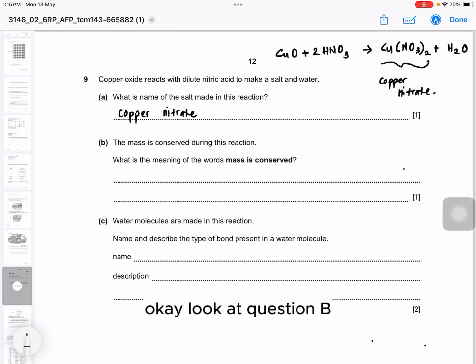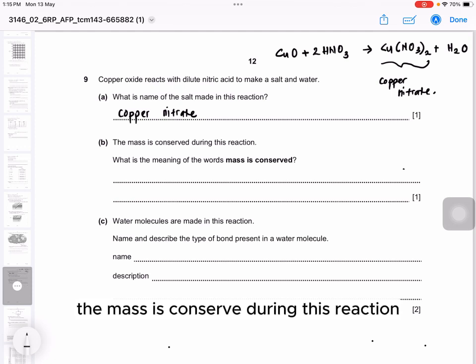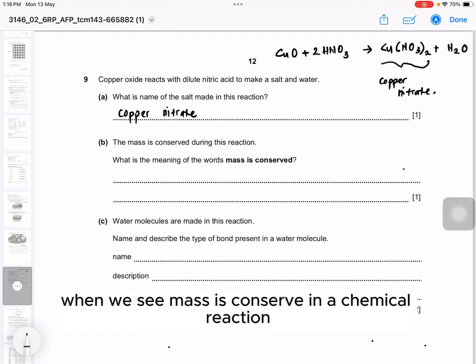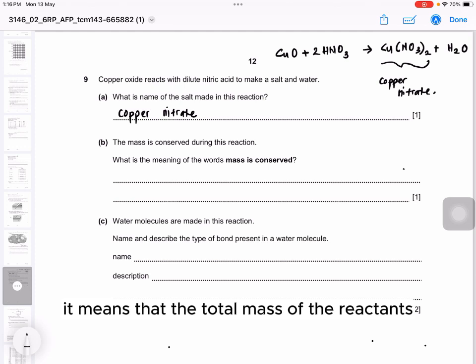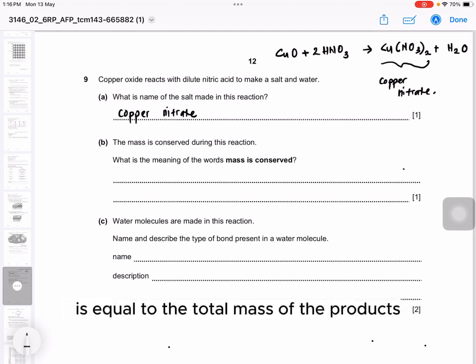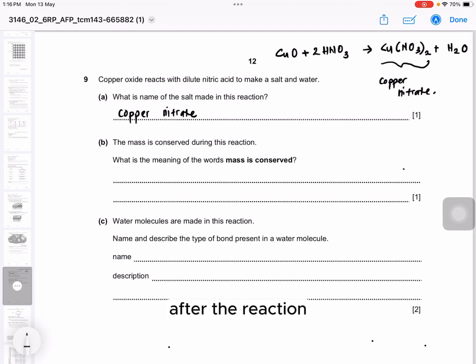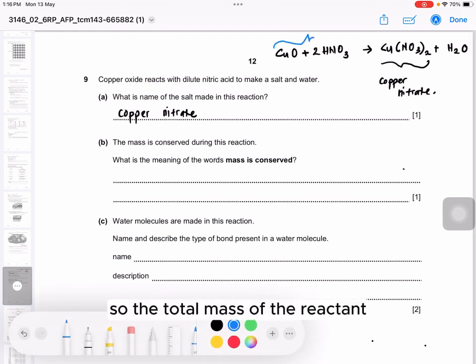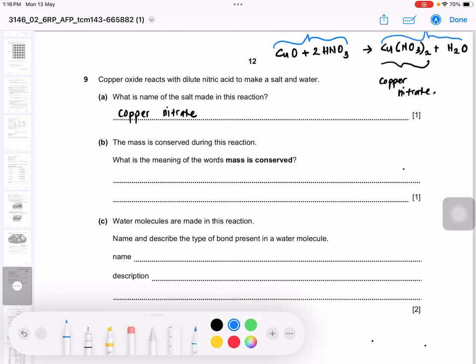Okay, look at question B. The mass is conserved during this reaction. What is the meaning of the words mass is conserved? Okay, when we say mass is conserved in a chemical reaction, it means that the total mass of the reactants before the reaction is equal to the total mass of the products after the reaction. So the total mass of the reactants equals the total mass of the products.